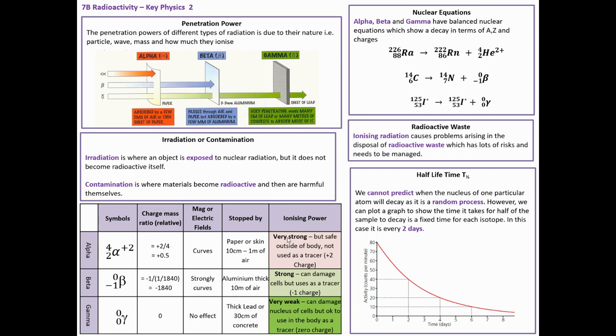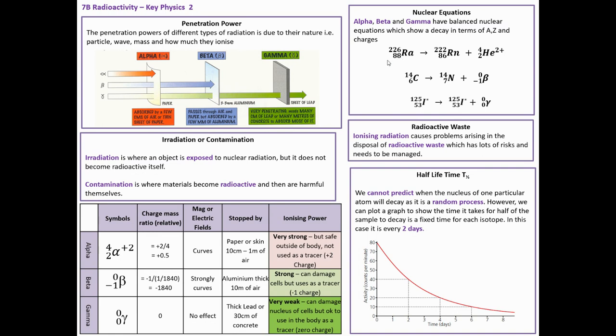So we definitely don't want to use alpha inside the body because of the ionizing problems, but beta we do and gamma we do because it's not as ionizing. But alpha outside the body is particularly safe. Just don't get it anywhere near your nose or eyes.